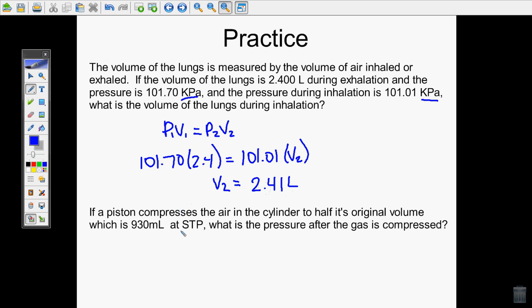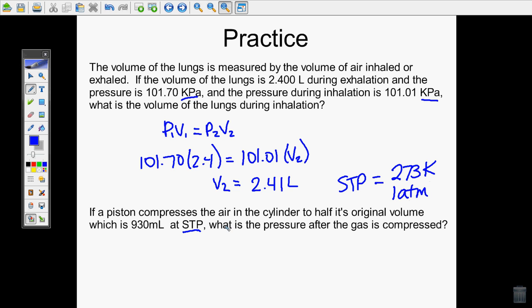If a piston compresses the air in a cylinder to half its original volume, which is 930 milliliters at STP, what is the pressure after the gas is compressed? Okay, STP is standard temperature and pressure. Standard temperature is 25 degrees Celsius, or nope, that's for thermodynamics. Don't listen to me. For gases, standard temperature is 273 Kelvin, and pressure is 1 atmosphere.